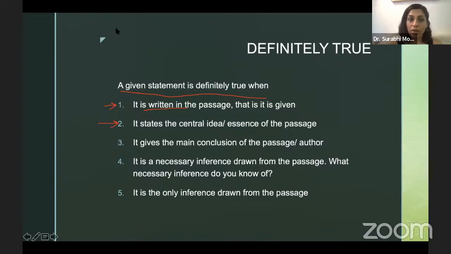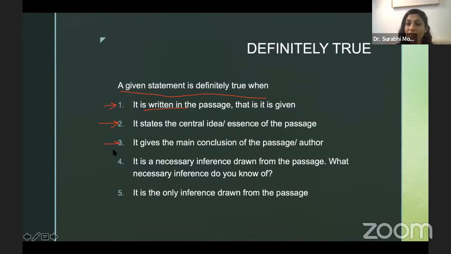So if we go back to what I was telling you in the beginning, that it is a pure reading and reasoning based exercise, this is what I meant. That a choice of definitely true can apply if something is given, yes, but also when it is not really written, but I can deduce it from reading the passage that this is a direct message given by the author. So it's not written as such, but it depicts the central idea of the passage or what the author is trying to tell me.